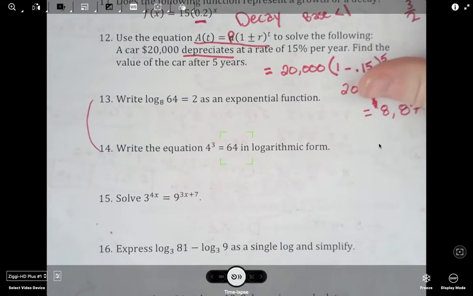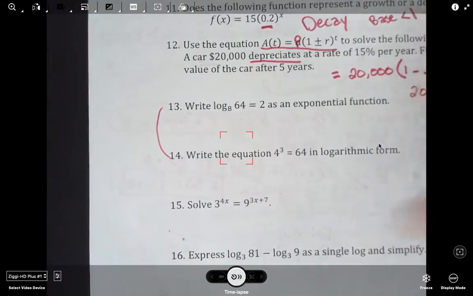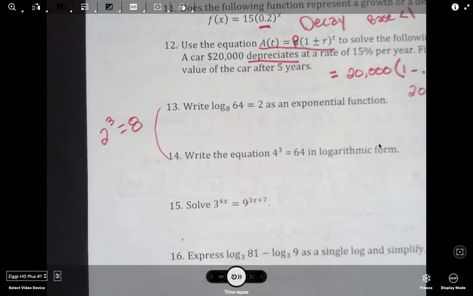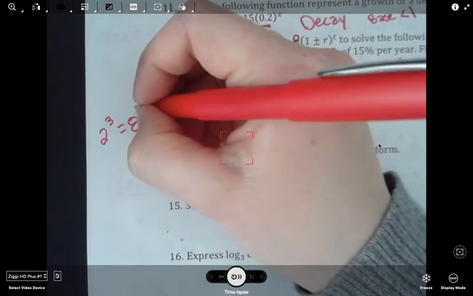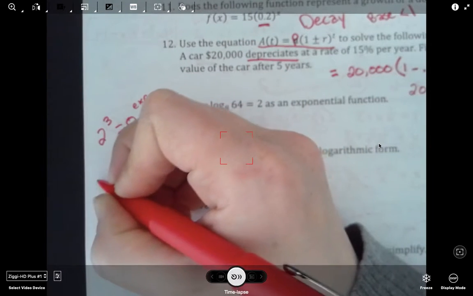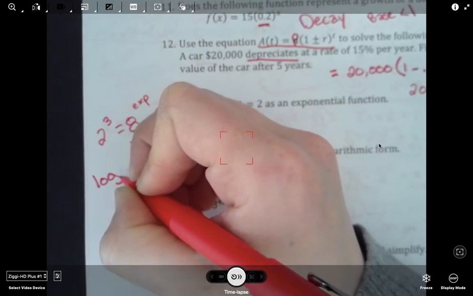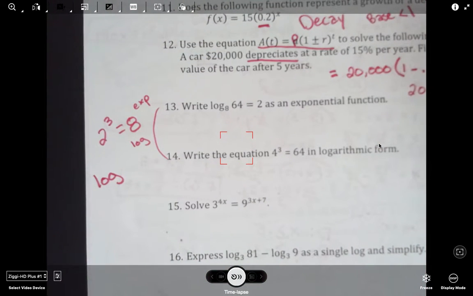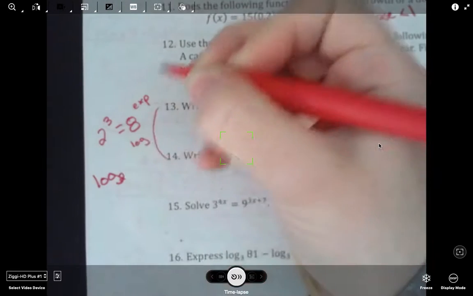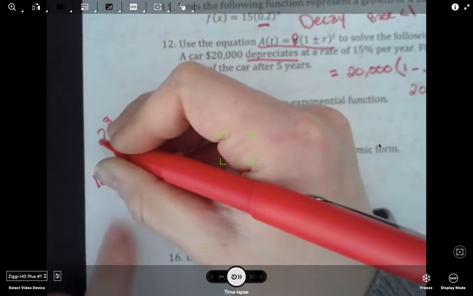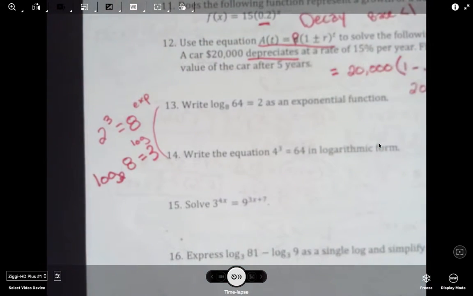All right, 13 and 14 kind of go together. Write that as an exponential function and write that as a log function, okay? I always use this as an example. If we have 2 to the 3rd power equals 8, that checks out. That's an exponential function. If I want to write that in terms of log, what's the base on that log? 2. The first number stays in the same spot, the second two numbers switch. So log base 2 of 8 equals 3. That's what it looks like, log and exponential.